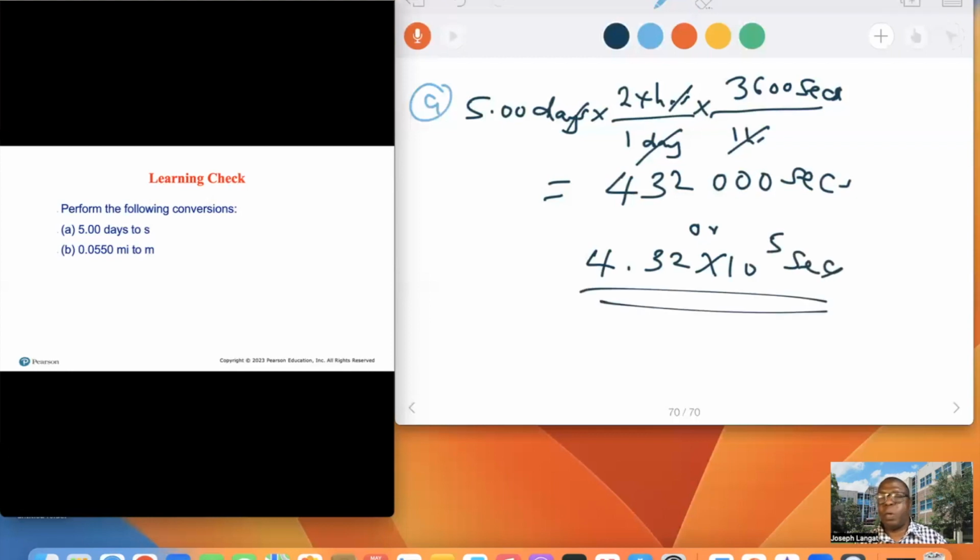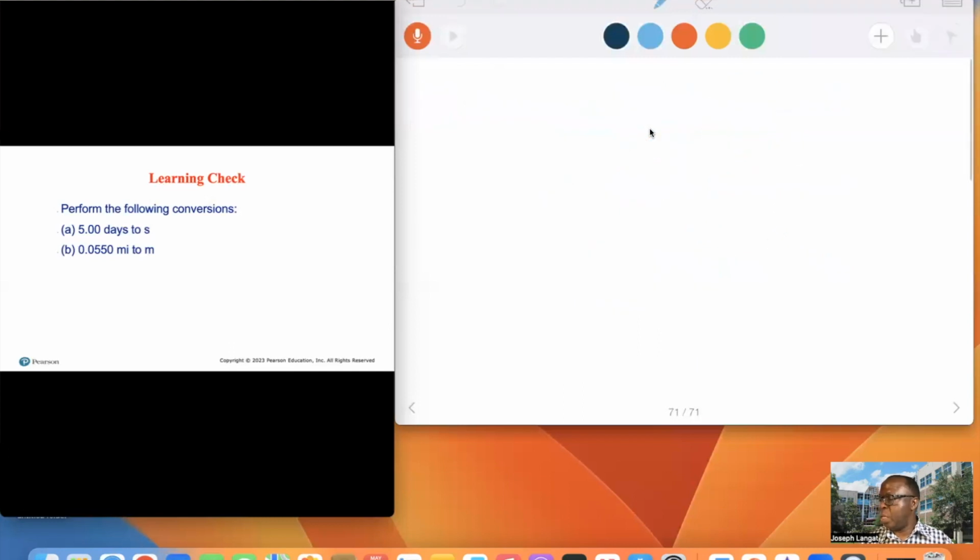So this is what I'll do. Take note of how I use 2 conversion factors. Maybe 1 conversion factor, okay? And B, in B, you are expected to know, or you'll be given, that 1 mile equals 1.609 kilometers. You may be given that.